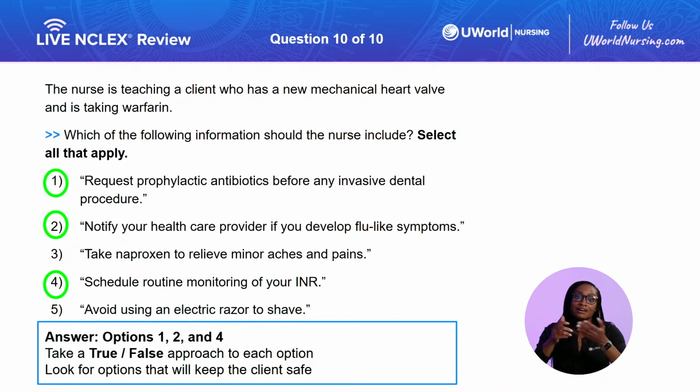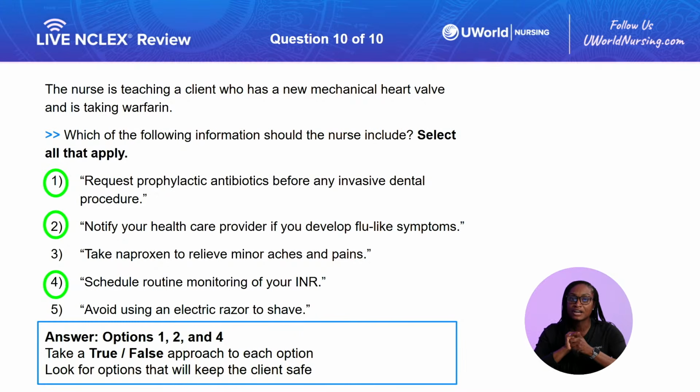out for, which is option 1, request prophylactic antibiotics before any invasive dental procedure. Since they have a foreign object in them, we need to make sure that we protect that foreign object. So we don't want any infection to happen. So for a significant time after the procedure, they're always going to be on antibiotics prophylactically before any other procedures, so we can make sure that that new heart valve does not get infected. So prophylactic antibiotics, especially for a dental procedure, because our mouth can hold a lot of bacteria and that could easily get into our bloodstream. That would be a very good teaching point to do.